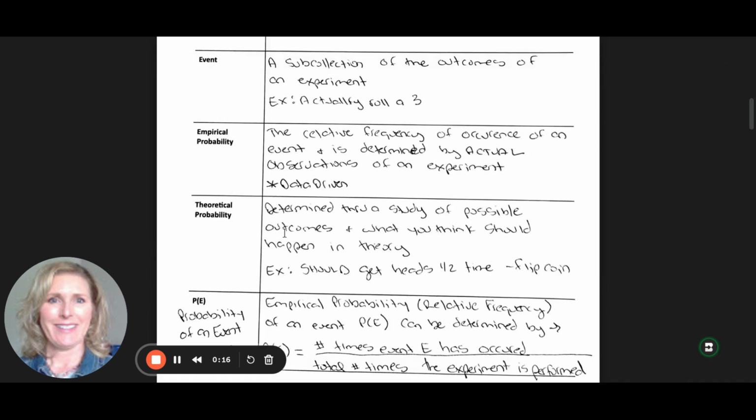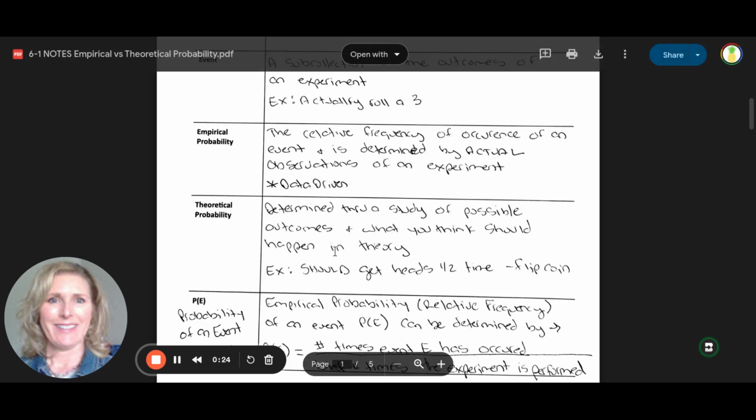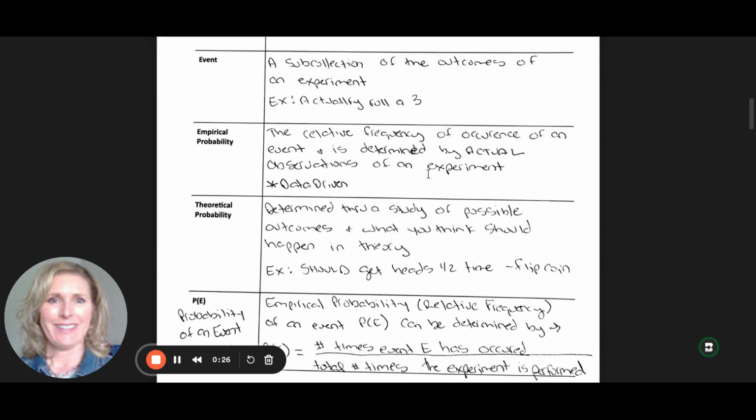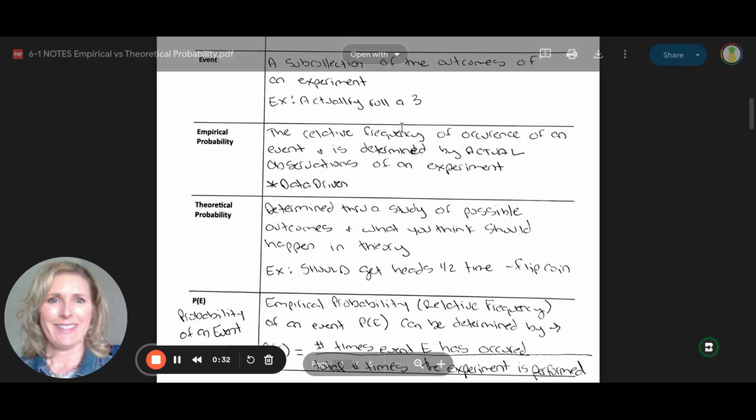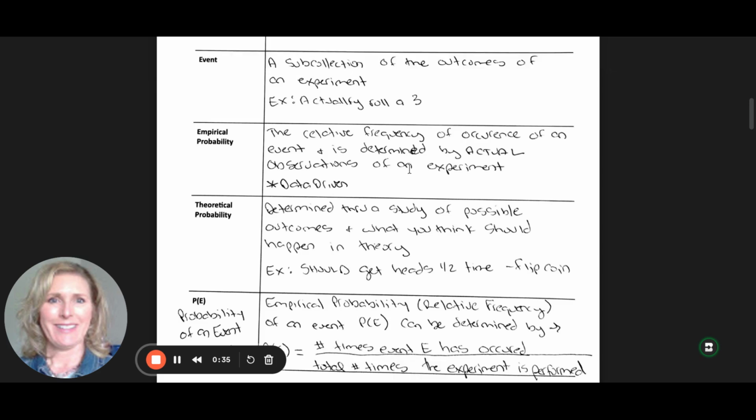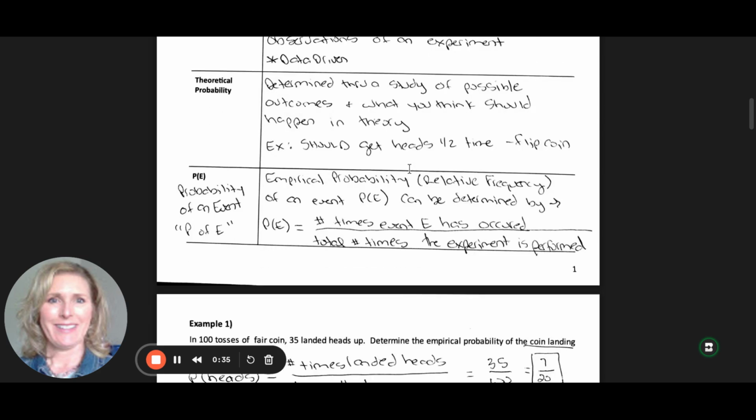we have theoretical probabilities. So, the empirical probability is based on an actual experiment, and the theoretical is based on what should happen. And so, when you flip a coin, you would expect that it lands on heads half the time. But when you run an actual experiment, you may find that that does not actually happen.